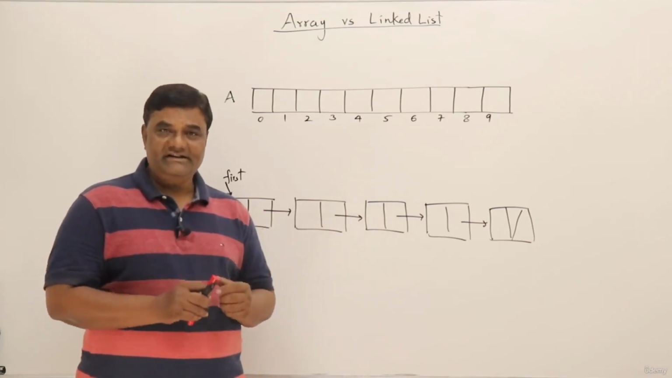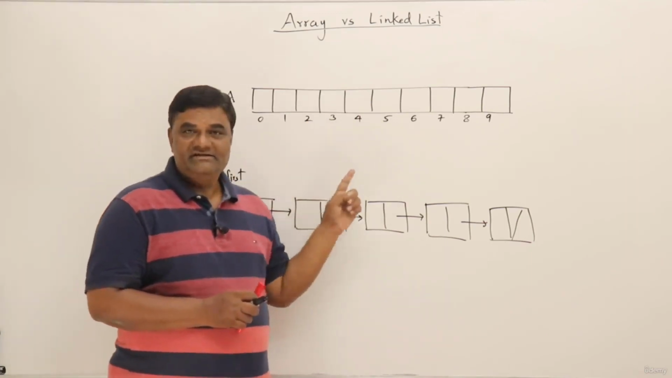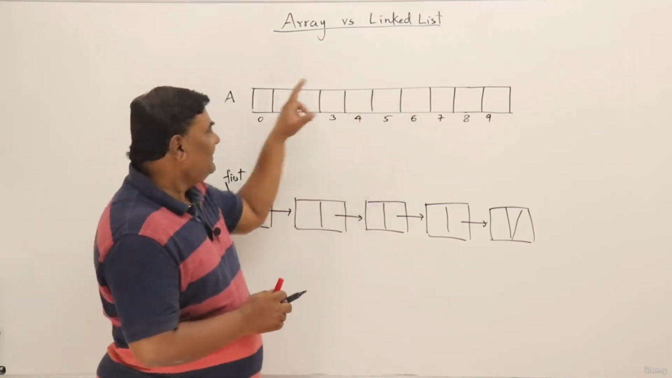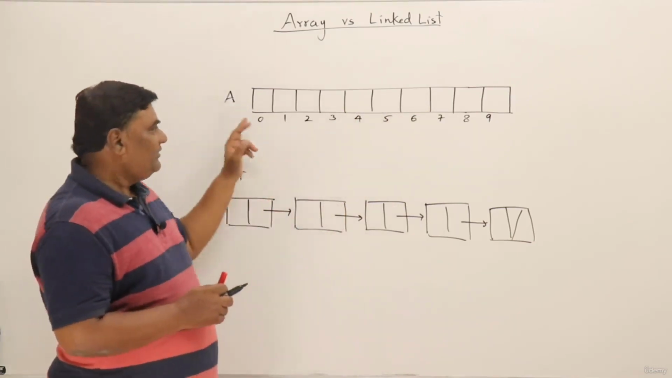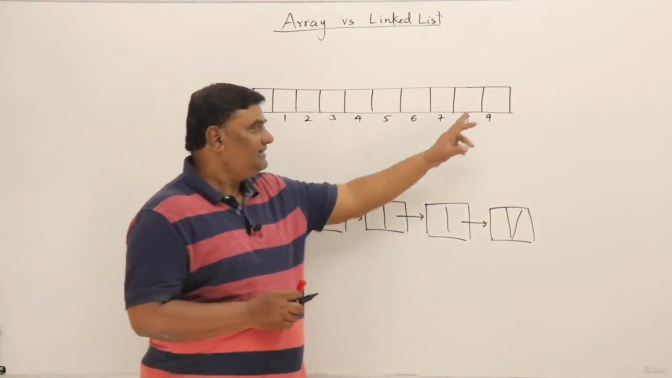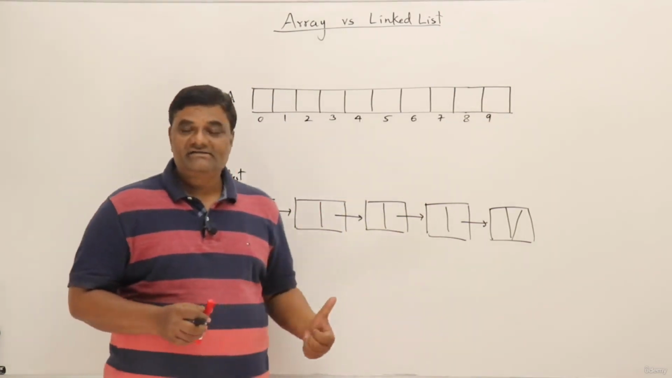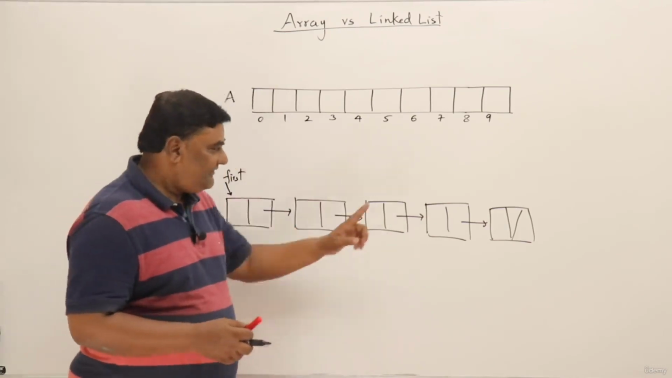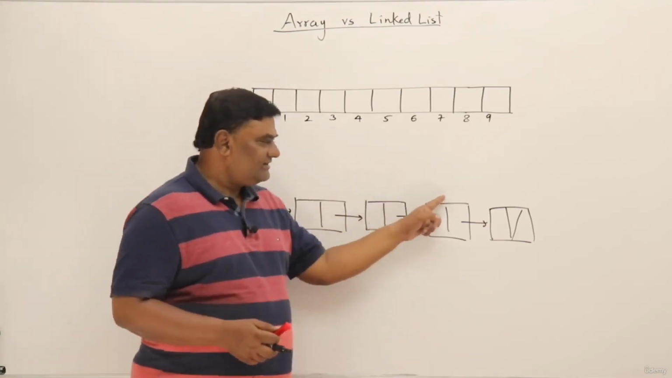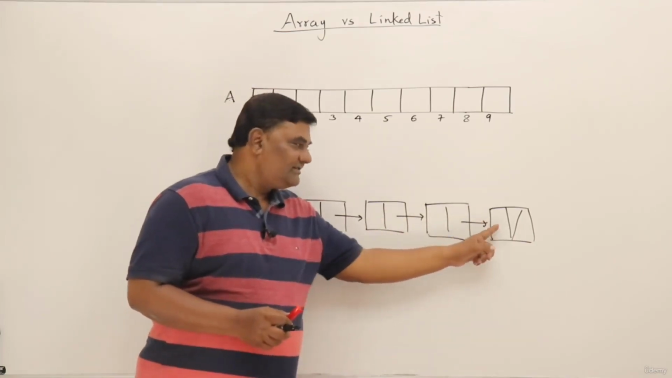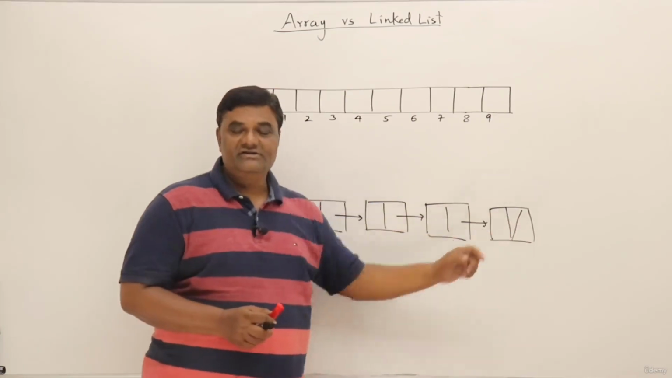Next, accessibility. Array can be accessed randomly. Suppose I want to access something here, I can say A of 6 and I can access it. I can say A of 3, I can reach here. A of 9, I can reach here. But linked list can be accessed sequentially. If I have to access something here, then I should start from first and go on moving and reach here.